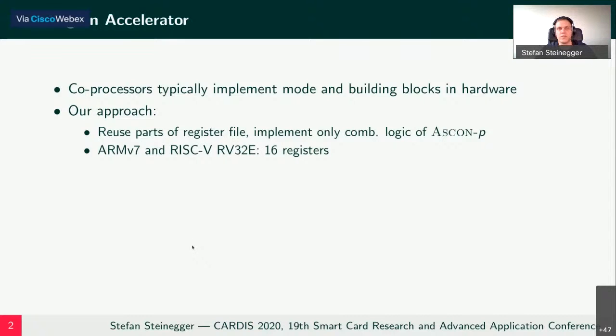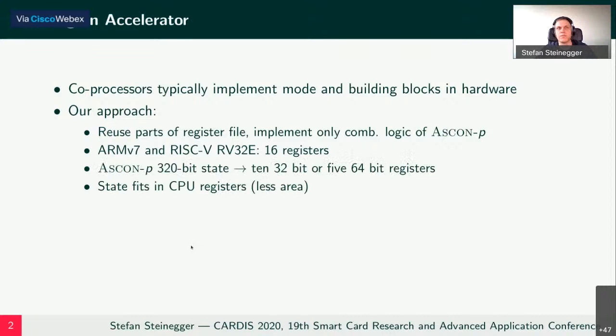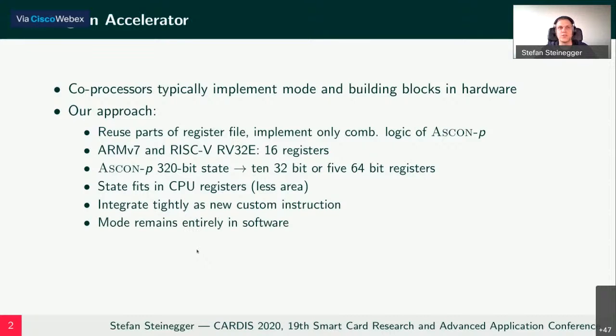And if you look at constrained CPU architectures like ARMv7 or the RISC-V RV32E ISA, you only have 16 registers there. But the ASCON-P state it operates on only has 320 bits, and that correlates to either 10 32-bit registers or only 5 64-bit registers. So in both cases, the complete state of ASCON-P fits in CPU registers, and we can save quite a lot of chip area there. It also allows us to easily integrate it as a custom instruction, and the mode remains entirely in software with this approach.